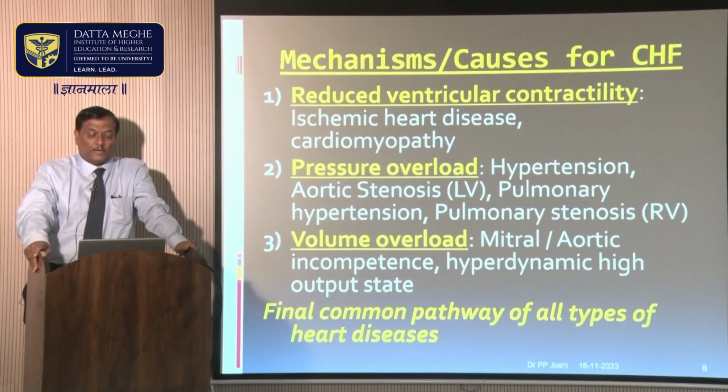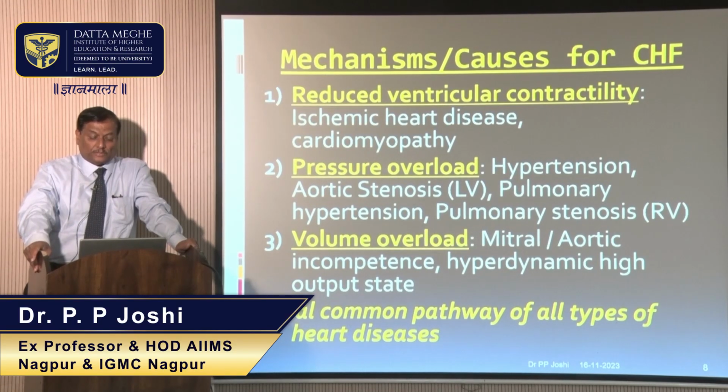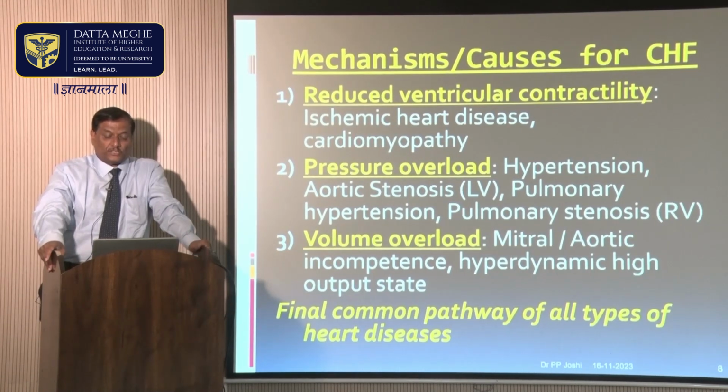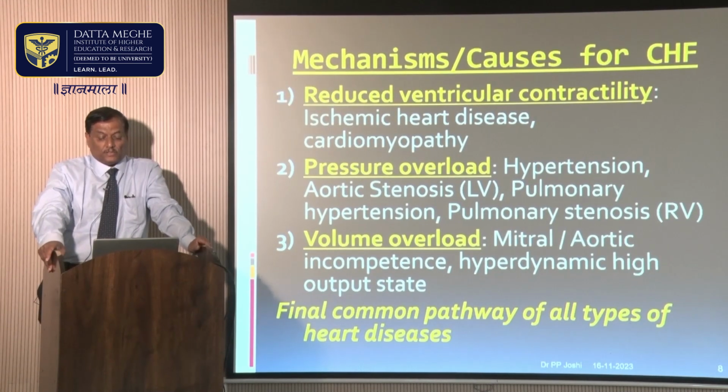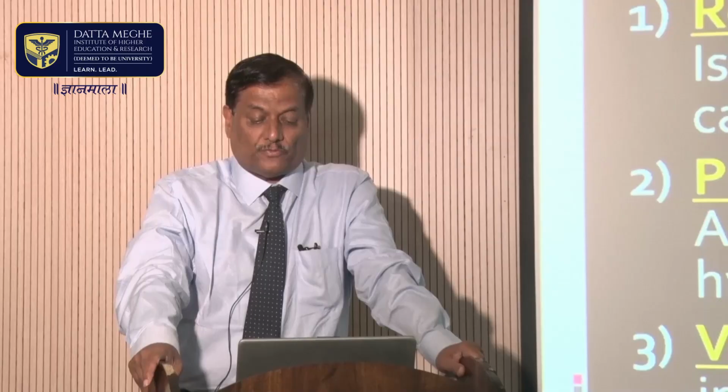Ischemic heart disease or cardiomyopathy will result in decreased myocardial contractility and may precipitate heart failure. Pressure overload occurs in hypertension, aortic stenosis, pulmonary hypertension, or pulmonary stenosis, and volume overload is a feature of mitral or aortic regurgitation or incompetence. Hyperdynamic high-output states like anemia, pregnancy, beriberi, and other conditions can also cause heart failure. This is the final common pathway of all types of heart failure.